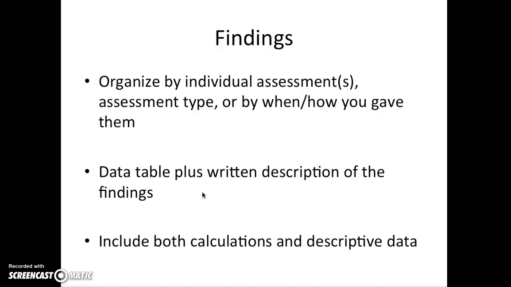What I'm looking for is I want a data table. And by that, I want you to choose the key findings and put them together numerically and visually on the page. But I also want you to provide written descriptions of the findings. Again, you're summarizing both in written and in numerical form what you found. And again, this is the findings section. It's what we would say is objective. You're not drawing conclusions here. You're simply saying this is how the student performed.